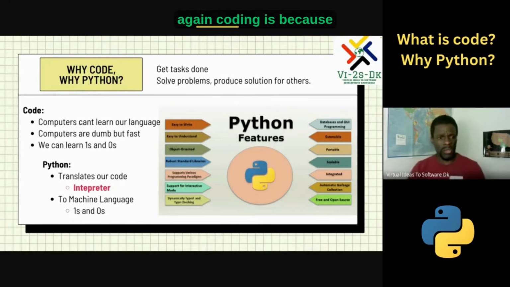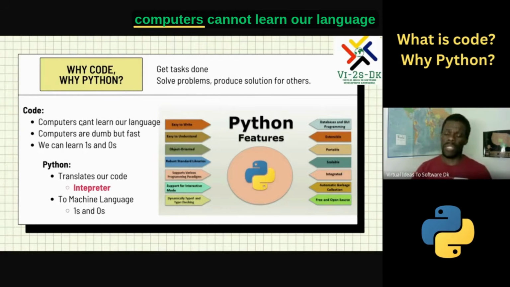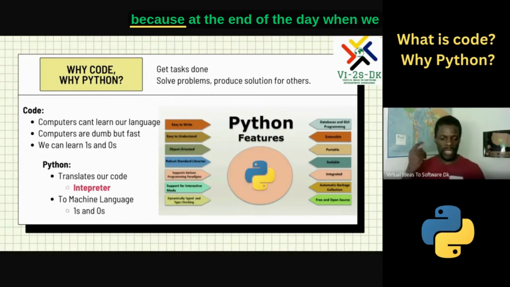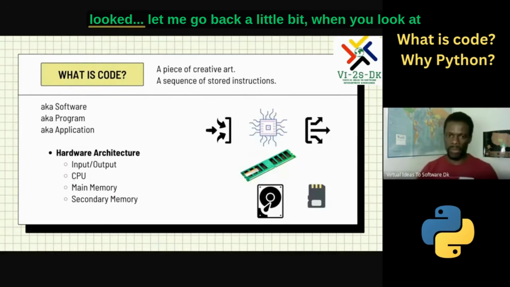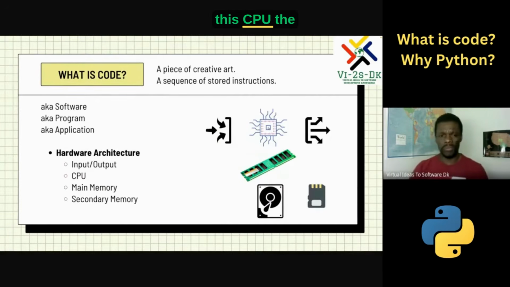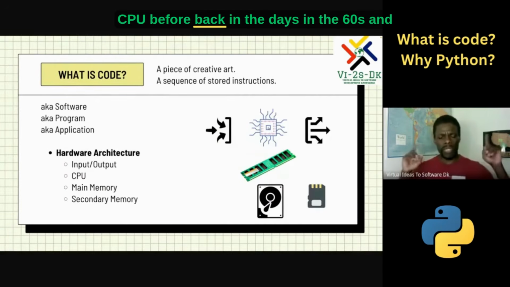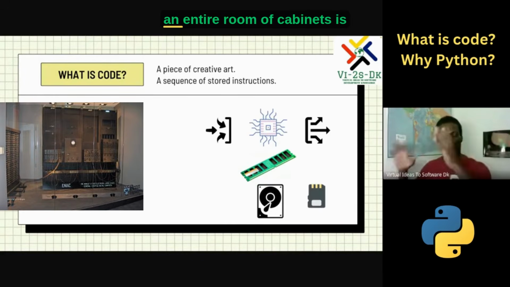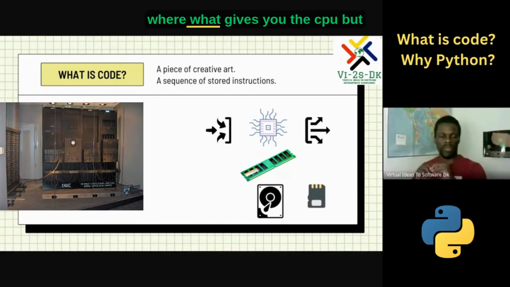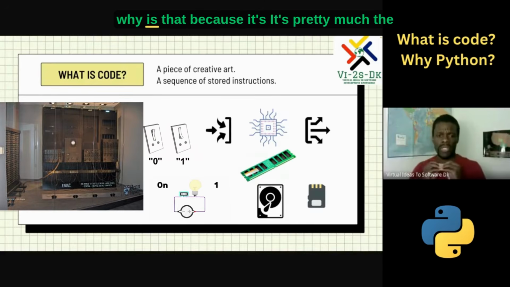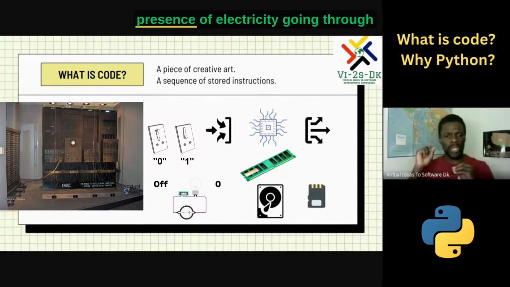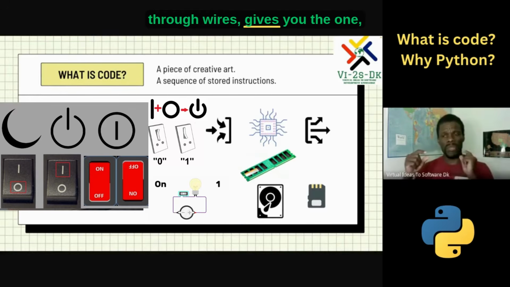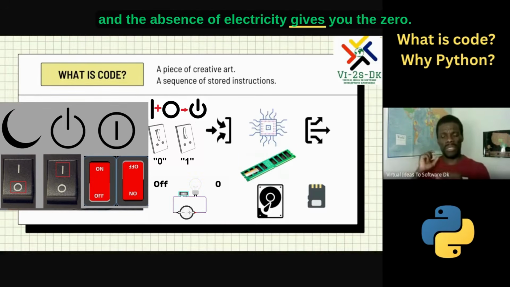So again, coding is because computers cannot learn our language, but we are smart enough to learn ones and zeros. Because at the end of the day, when we looked at, let me go up a little bit, when you look at this CPU, the CPU before, back in the days in the 60s and 70s, there used to be entire cabinets. Entire room of cabinets is what gives you the CPU. But why is that? Because it's pretty much the presence of electricity going through cables, through wires, gives you the 1, and the absence of electricity gives you the 0.